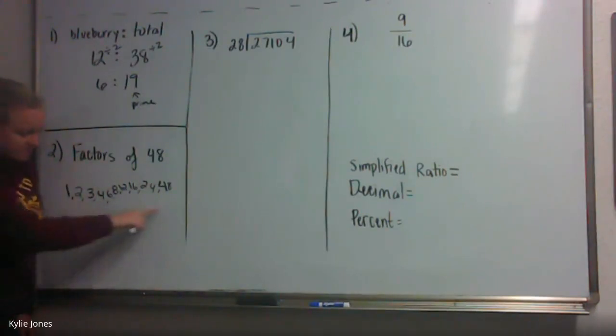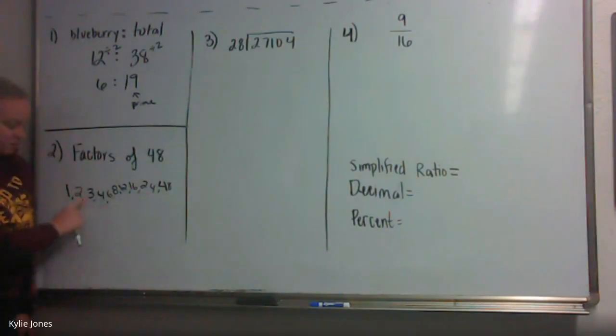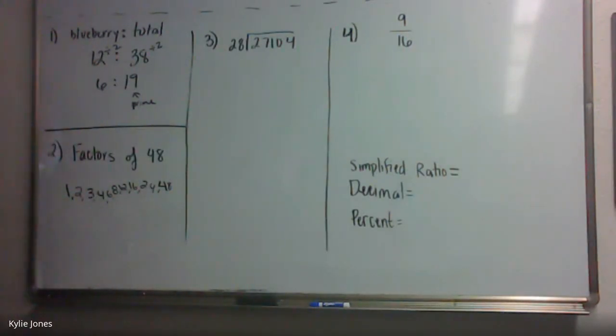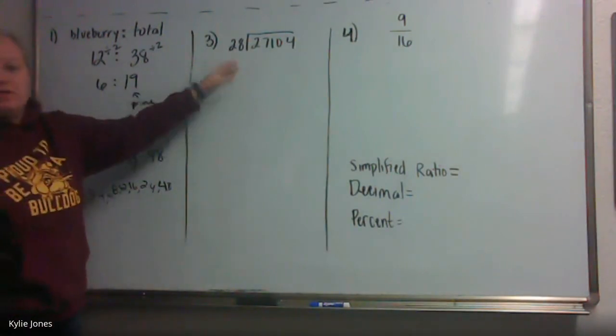So these are all the factors of 48. 1 times 48. 2 times 24. 3 times 16. 4 times 12. And 6 times 8. Did we forget any? I think we're good. Also, it's like a wave because I did not write very well sideways. Oh well. All right. Our next one, we are dividing, and we're going to figure out the remainder.